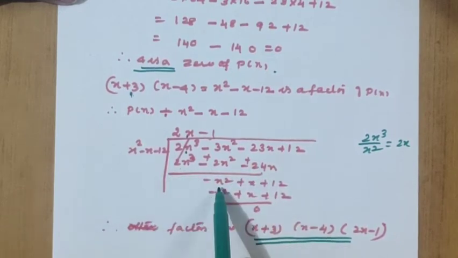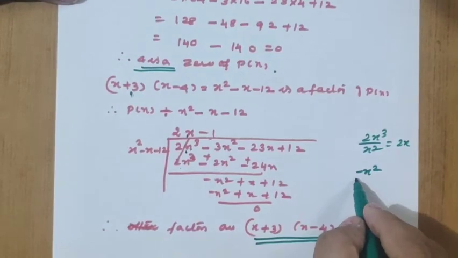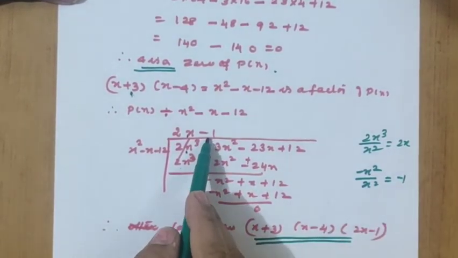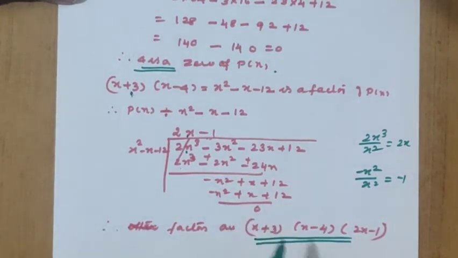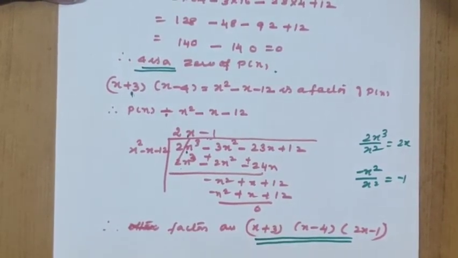So again the same, minus x square is to be divided by the first term of the divisor, that is x square only. So your answer is minus 1. So the quotient you can see is minus 1. Again multiply, you will get the remainder 0. So it is asked for factor only, so you must get the remainder 0 only. Otherwise you can check that you may have made some error there. So the factors are x plus 3, x minus 4 and 2x minus 1.